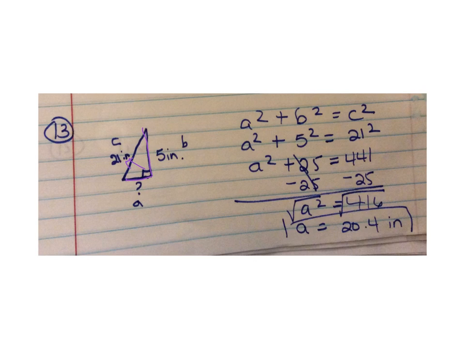So I plugged in a squared plus 5 squared equals 21 squared. 5 squared is 25. 21 squared is 441. Solve the equation, subtract 25 from both sides, I get 441 minus 25 is 416. When I find the square root of both sides, I get a is 20.4 inches to the nearest tenth.